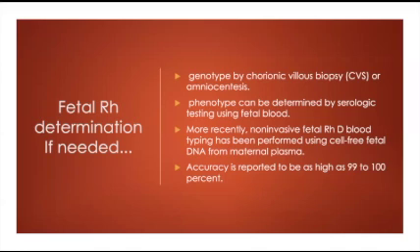Fetal Rh determination, if needed, genotype by chorionic villus biopsy or amniocentesis can be done. Phenotype can be determined by serological testing using fetal blood. More recently, non-invasive fetal RhD blood typing has been performed using cell-free fetal DNA from maternal plasma. Accuracy is reported to be as high as 99 to 100%.